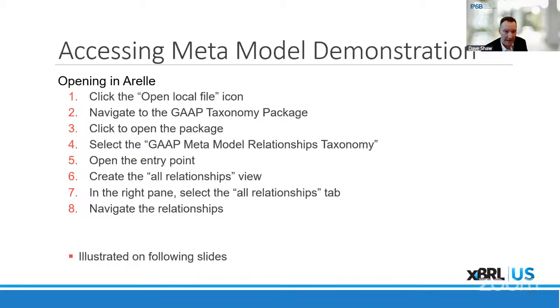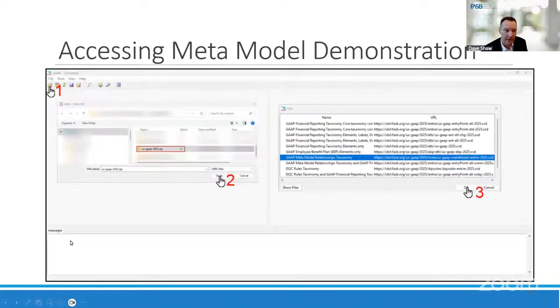And so what that looks like visually is, and hopefully you can see my cursor at the top left, you click that open button, and then this will pop up, and you navigate to where you have the 2025 GAAP taxonomy downloaded, highlight it, and click the open button. That will cause this pane to open. You select the GAAP meta model relationships taxonomy, highlight it, and then hit the OK button, and then just give it a moment to load.